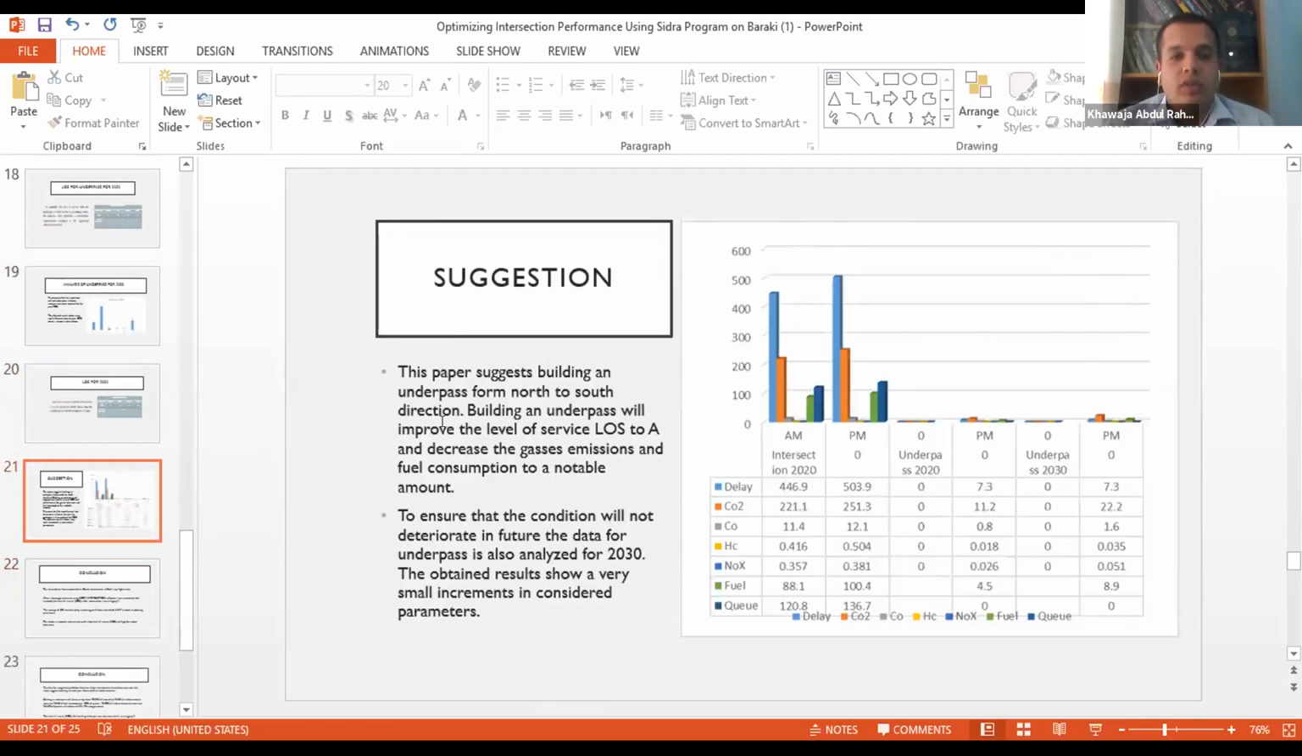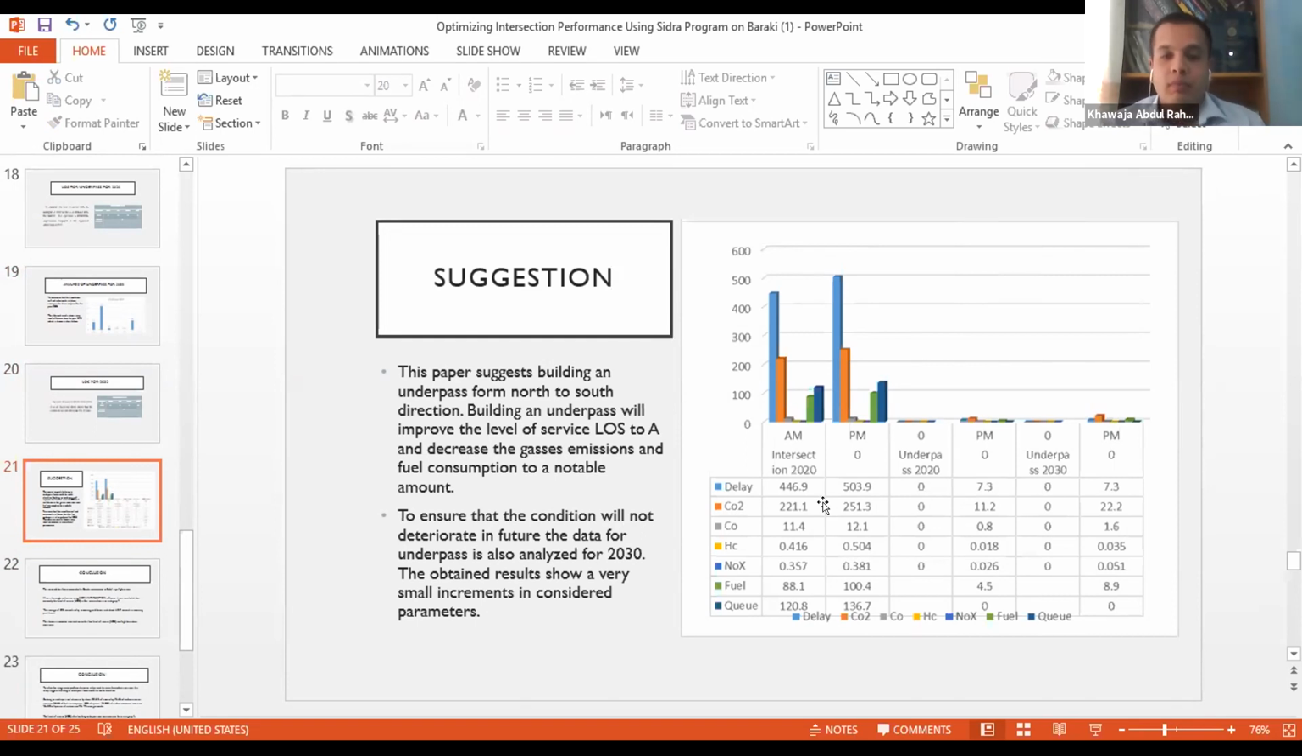Suggestion. This paper suggests building an underpass from north to south direction. Building an underpass will improve the level of service to A and decrease the gas emission and fuel consumption by a notable amount. To ensure that the condition will not deteriorate in the future, the data for the underpass is also analyzed for 2030. The obtained results show a very small increment in the considered parameters.